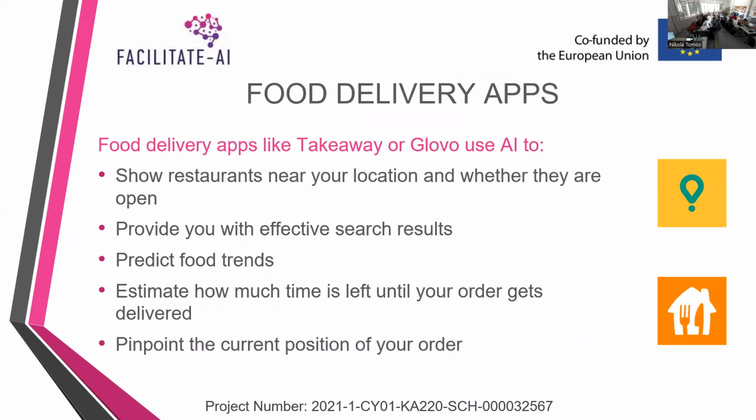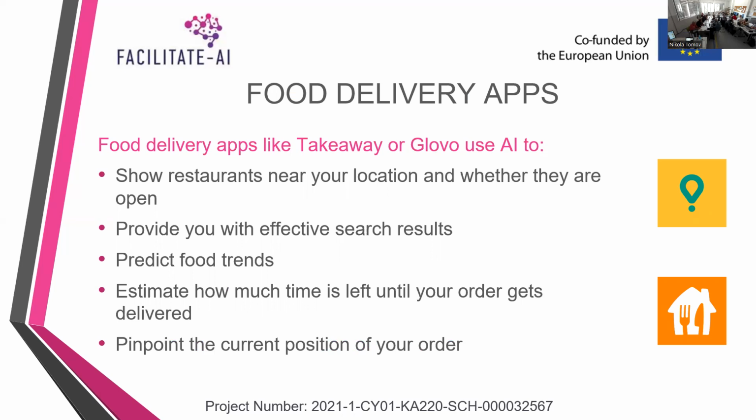Food delivery apps also use artificial intelligence. Here in Bulgaria, they're called Takeaway or Glovo, the two major ones. Maybe they have different names in your countries, but essentially they use the same artificial intelligence for user experience, and they also use the same algorithms. They use artificial intelligence to automatically show you the restaurants near your location, whether they're open, and whether you'll like them based on your previous orders.